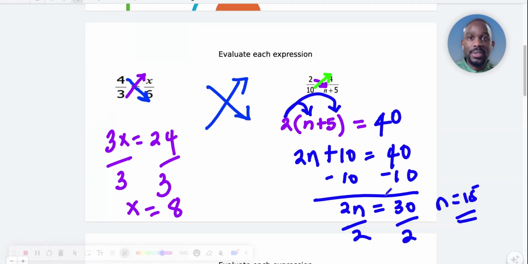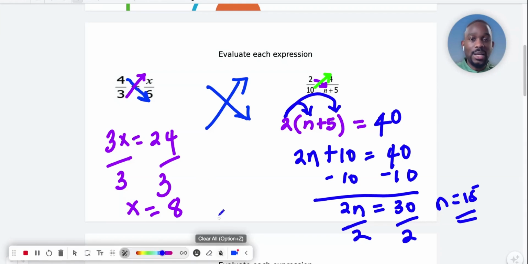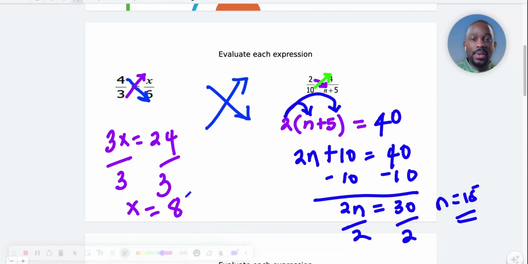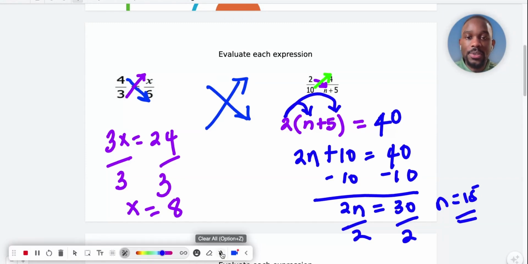Please feel free to pause this video whenever you want to and try out these problems. Mathematics is do it yourself. You need to watch and then try it by yourself. Let me give you a few more examples where we're going to be using the cross multiplication concept.